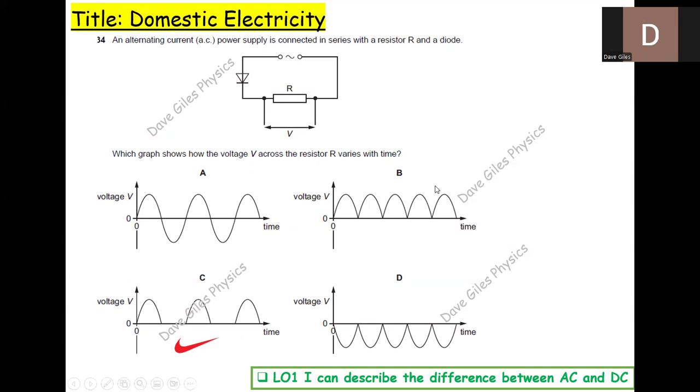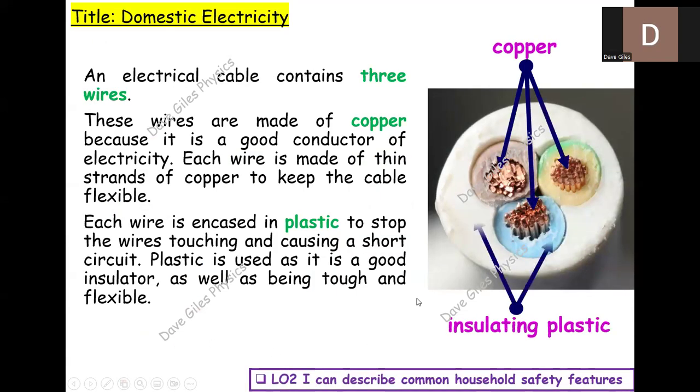Now for the second learning objective, describe common household safety features. So an electrical cable contains 3 wires. These wires are made of copper because it's a good conductor of electricity. Each wire is made of a thin strand of copper to keep the cable flexible. Each wire is encased in plastic to stop the wires touching. So that will cause a short circuit.